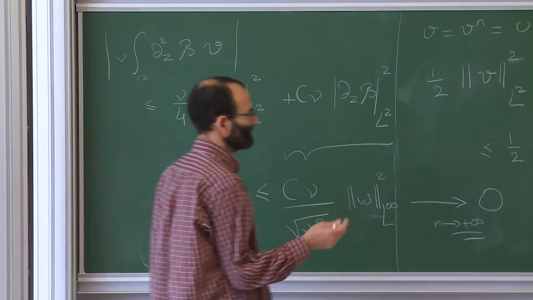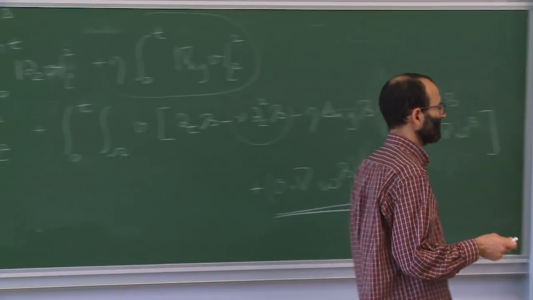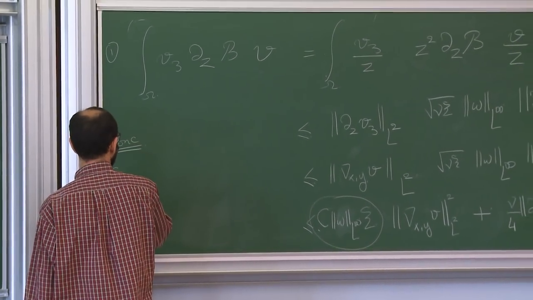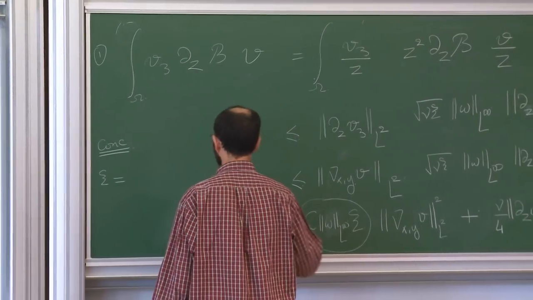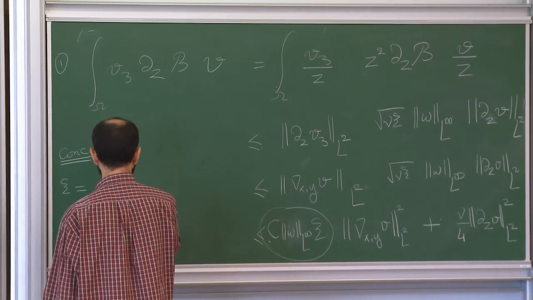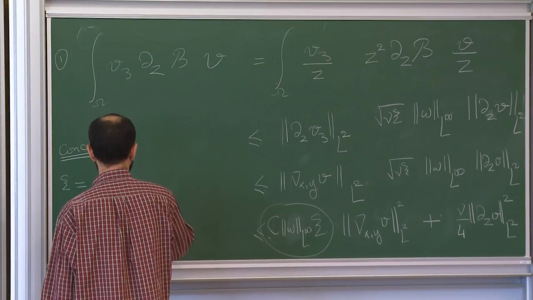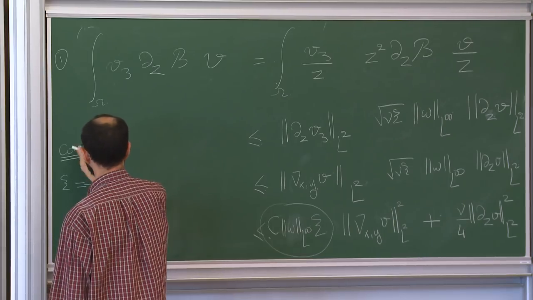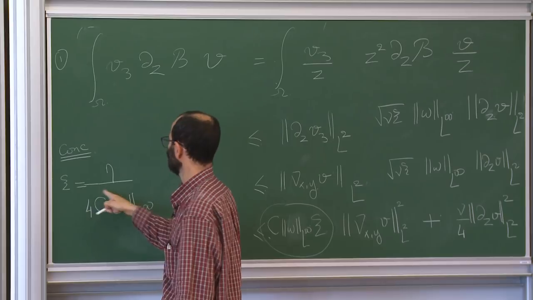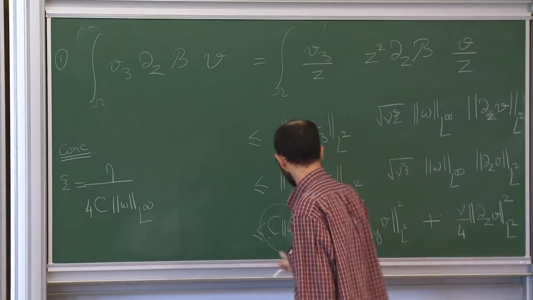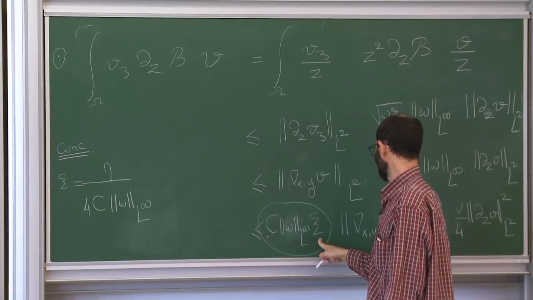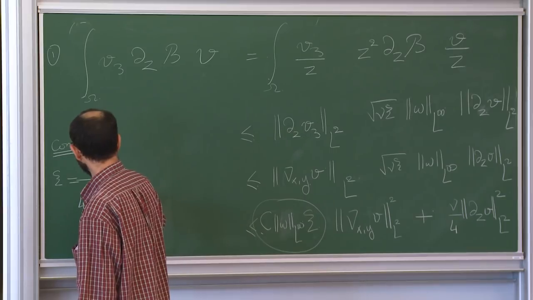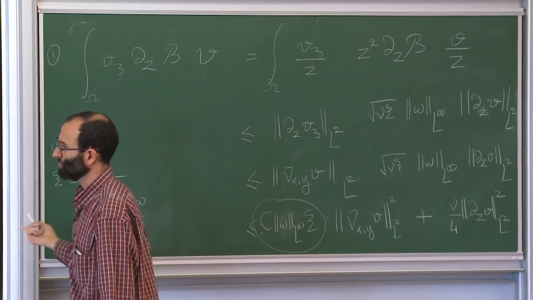So now the conclusion is that if I take, the conclusion is what? I'm going to take xi to be eta divided by c times, let's say, 4, right? This is my conclusion. I take C to be eta divided by this. So then this guy becomes eta over 4. Then it can be absorbed. But this is now eta. C is like eta times a constant.